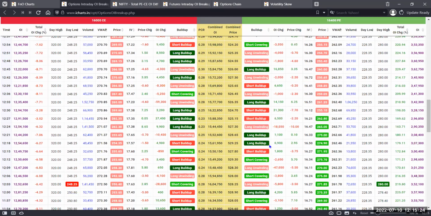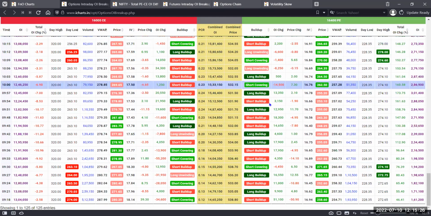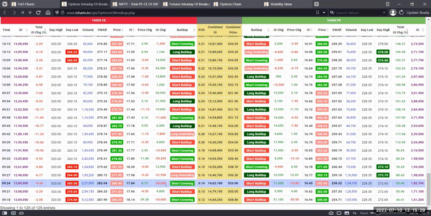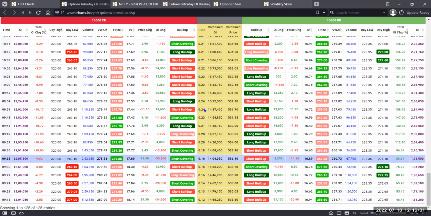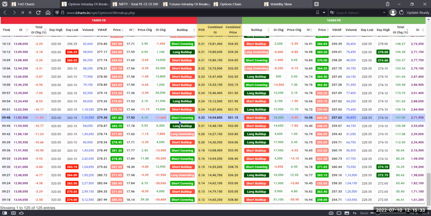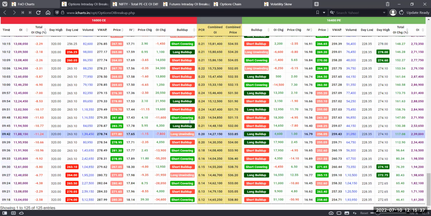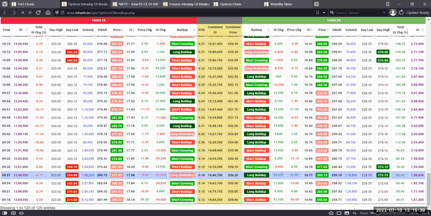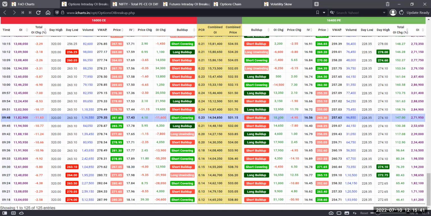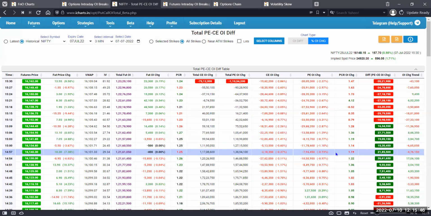Select in the money strikes, and then focus on OI changes, and PCR of course. But once you are in the money, PCR will not matter that much because it will be very low. So OI change is what I focus on here. Whichever side buildup is, whichever unwinding is, the analysis is the same as what we did here.